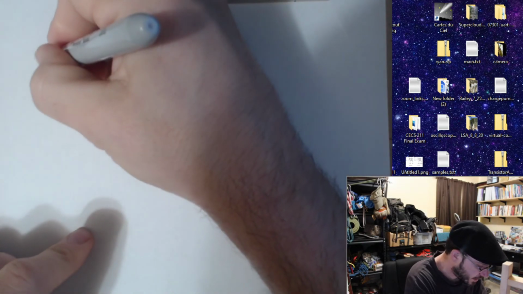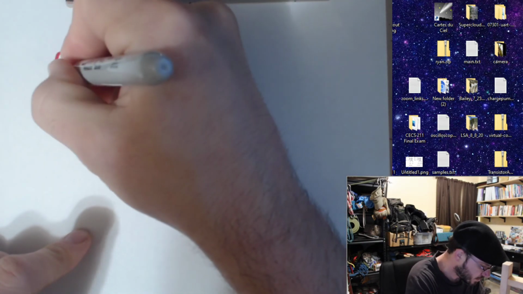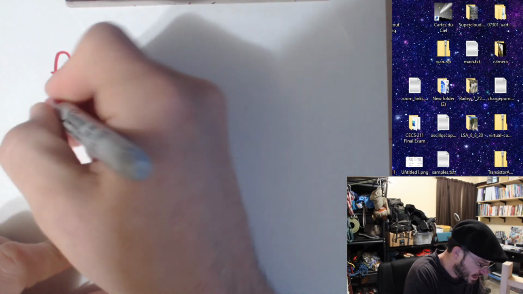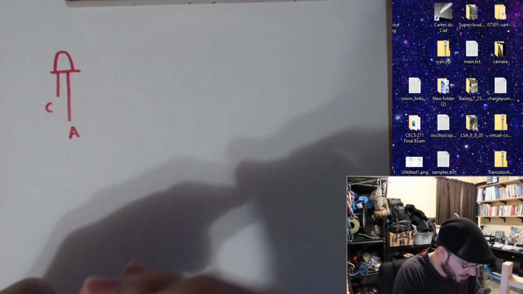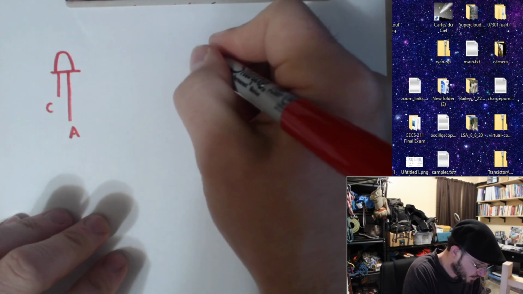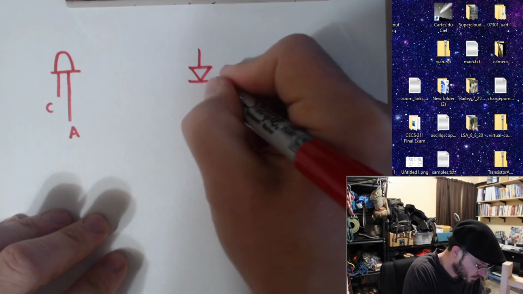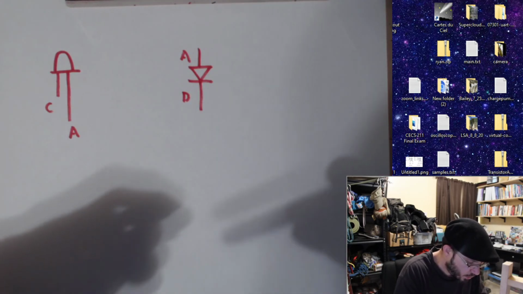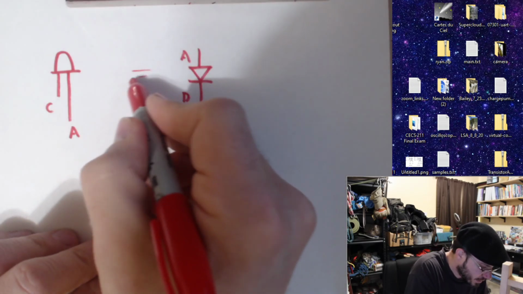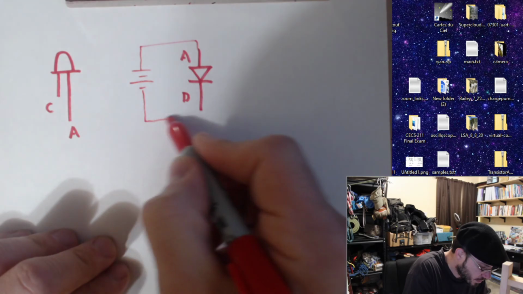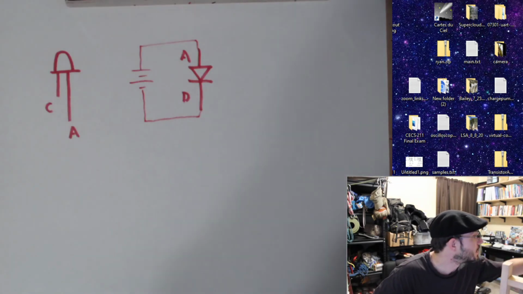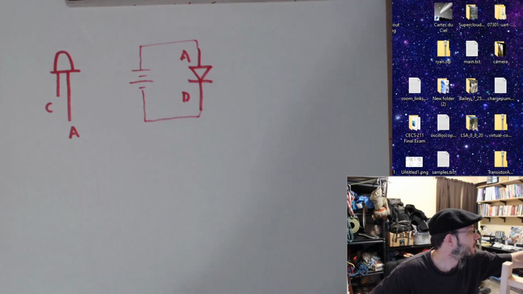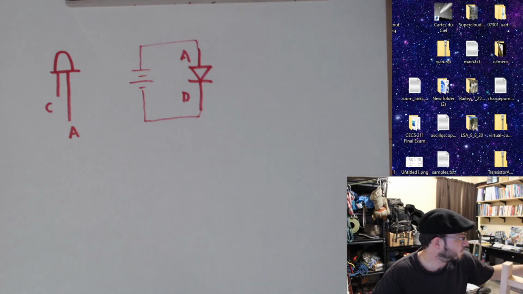Remember that the longer leg was the anode and the shorter leg was the cathode. What I'm going to do is hook up a few volts to this. Let's do about 3 volts.